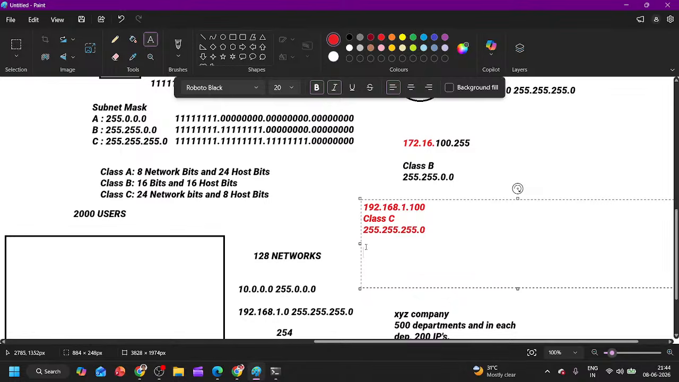Anyone? 11000000. That is 128 plus 64, which is 192, followed by 6 zeros. And the binary of 168?